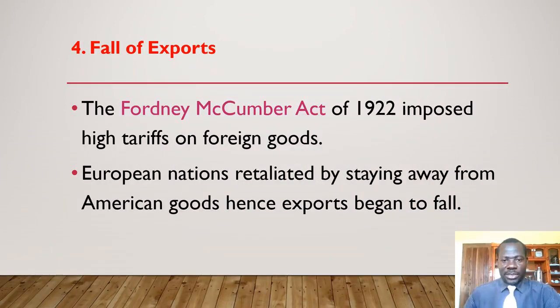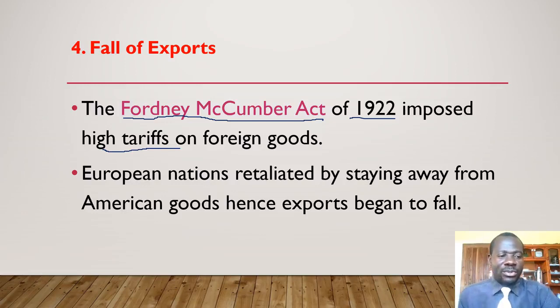Then the fall of exports. We have just said that in 1922 tariffs were imposed on imported goods under the Fordney-McCumber Act, whereby the Americans said that if we import goods that are also found here, we have to impose taxes or tariffs on them. So the European nations also retaliated. They responded by staying away from American goods. They did not import American goods. Therefore, there was a fall in the imports.